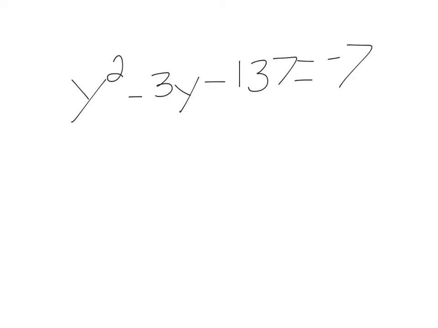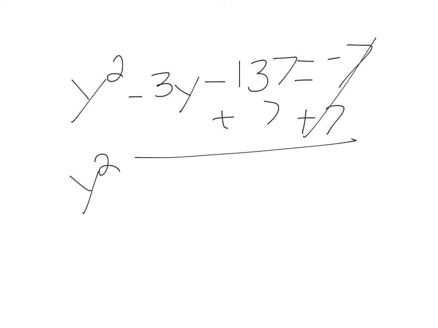The first problem was y squared minus 3y minus 137 equals negative 7. Because we have two terms, y squared and y to the first power, we're going to need to solve this by factoring. So I'm going to add 7 to both sides. Y squared minus 3y minus 130 equals 0. From there, we need to factor.